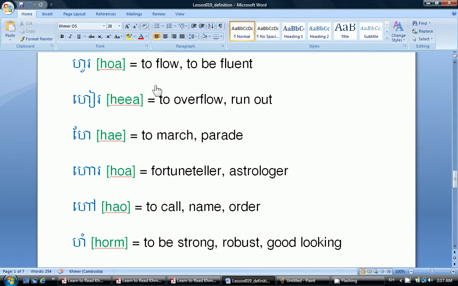Ho means to flow, to be fluent. Here, to overflow or to run out. Hai, to march or parade. How means a fortune teller or an astrologer. How means to call, name, or order. Hum means to be strong, robust, or good looking.